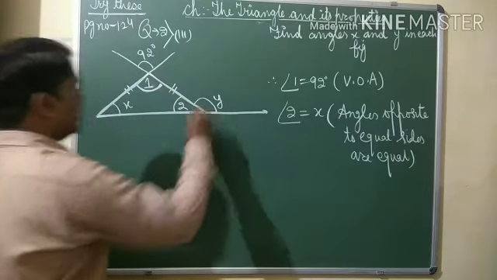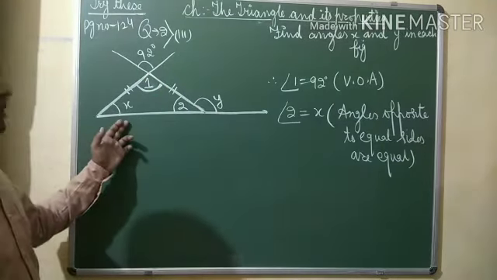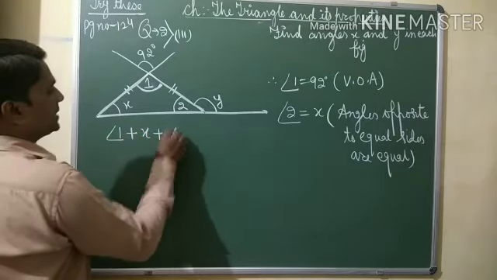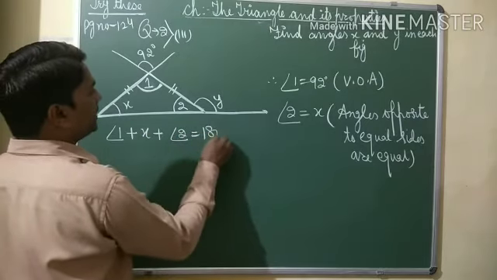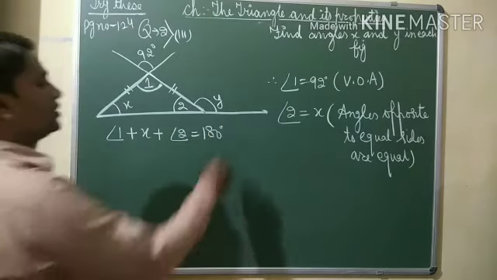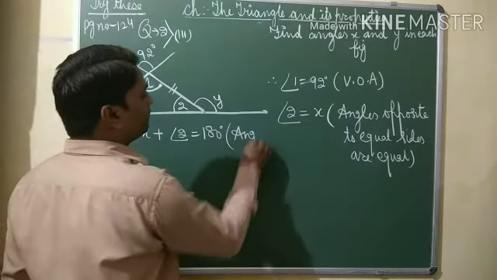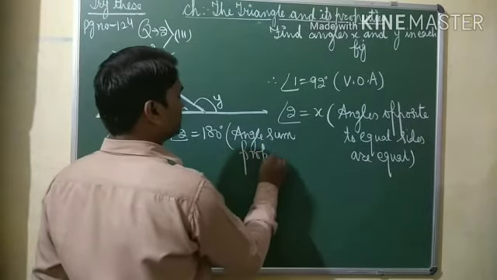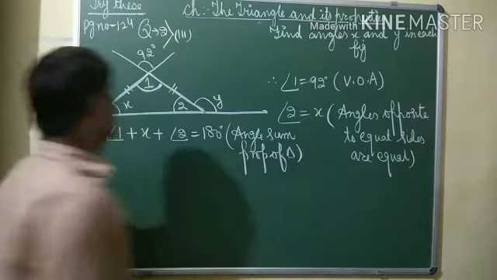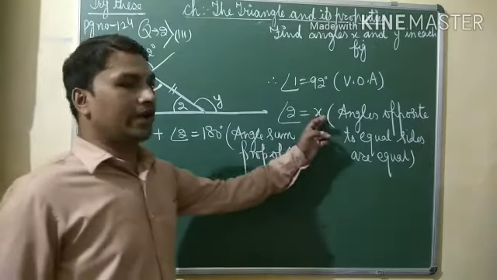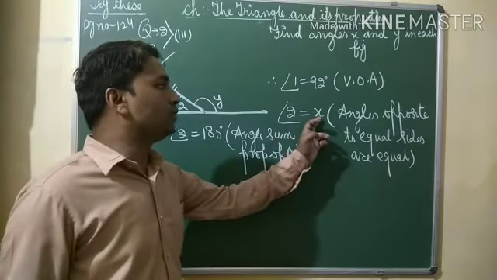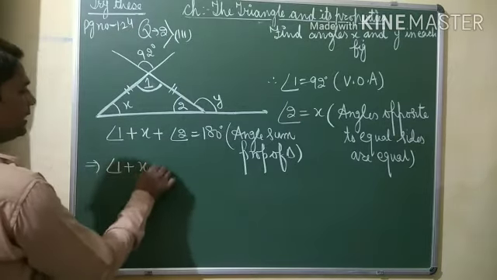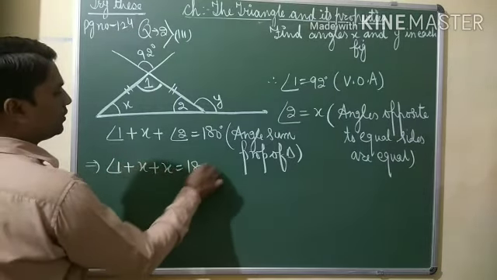Now taking this triangle, and in this triangle use the angle sum property of a triangle. We get angle 1 plus angle x plus angle 2 is equal to 180 degree because of the angle sum property of a triangle. But angle 2 is equal to x. So putting the value of angle 2 equal to x here, we get angle 1 plus angle x plus angle x is equal to 180.